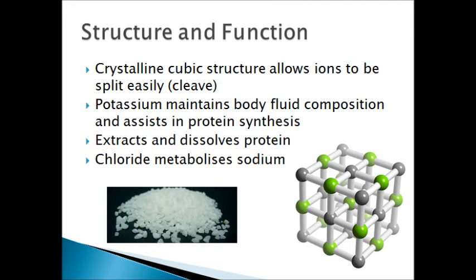Since potassium chloride has a crystalline cubic structure, it is able to be split easily in water, and therefore potassium chloride becomes two single elements as the ionic compounds break from being soluble. This means potassium can continue to maintain body fluid composition and help with protein synthesis, which is why it decreases kidney stone chances, as potassium is used to extract proteins as well as dissolve them. Therefore, chloride is able to also continue to metabolize sodium.